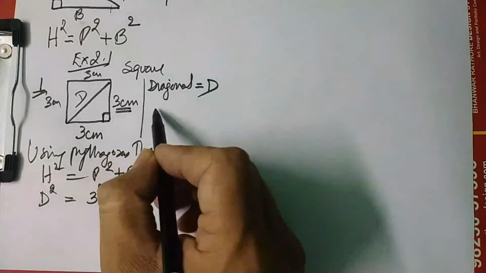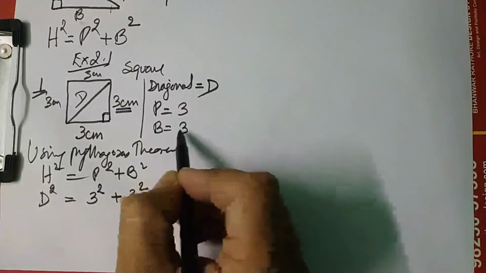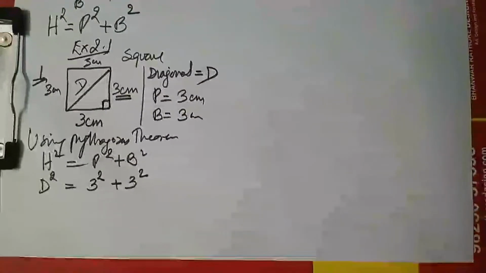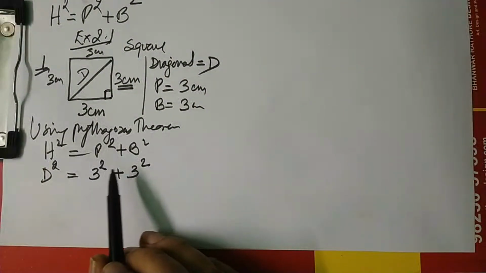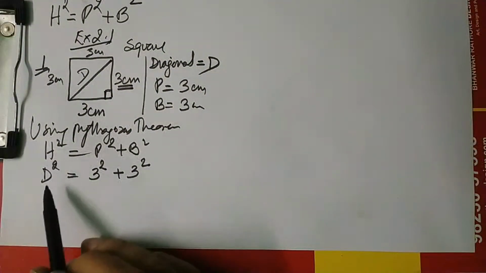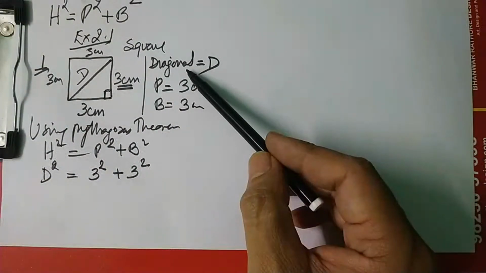So p is 3 and base is also 3 centimeter. Therefore, the Pythagoras theorem is applicable here. This is perpendicular, this is base, and this is hypotenuse. So h square is equal to p square plus b square. H is d, which is diagonal. I have written the short form of diagonal as d, which is the hypotenuse.